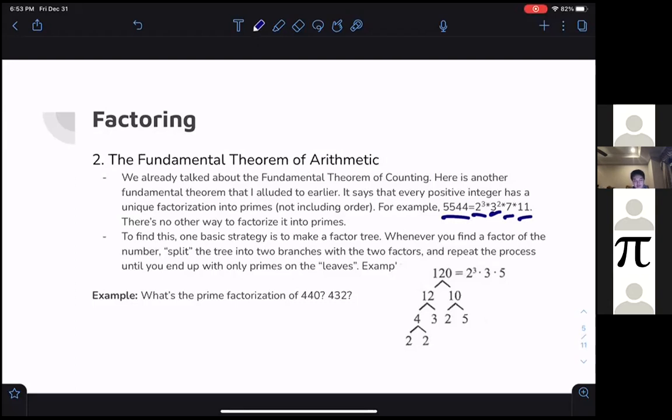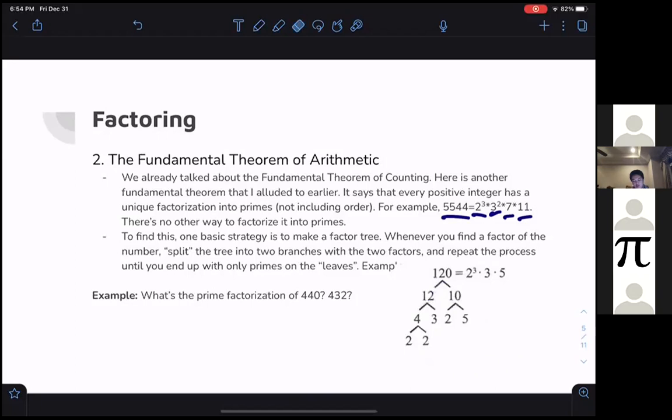There's no other way to factorize into primes than this. To find this, one basic strategy is to make a factor tree. Whenever you find a factor of the number, split the tree into 2 branches. Let's say you found 12 as a factor of 120. One branch goes to 12, the other goes to 120 divided by 12, which is 10. Then you recursively factor those. Eventually, you stop when you get to the prime numbers, and you'll always end up with all of the primes. So there's 3 2's, 1 3, and 1 5. 8 times 15, 120. Perfect.